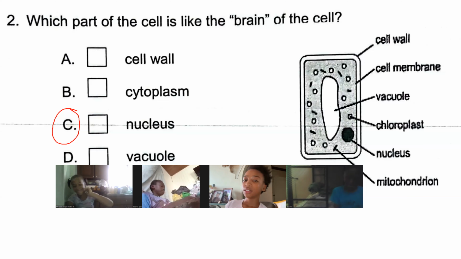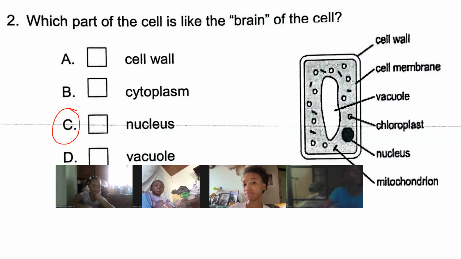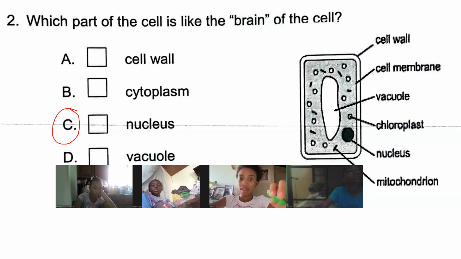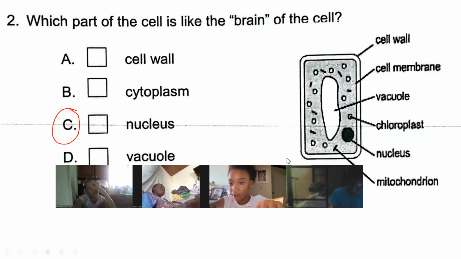Okay. What does the nucleus do? It controls what? Controls all, just like the brain, right? It controls all cells' activities, right? Yes or no? Yes, sir. Oh, okay, good. So the nucleus is like the brain of the cell.